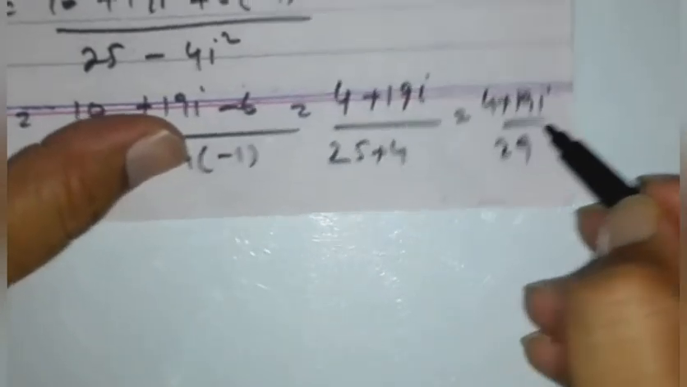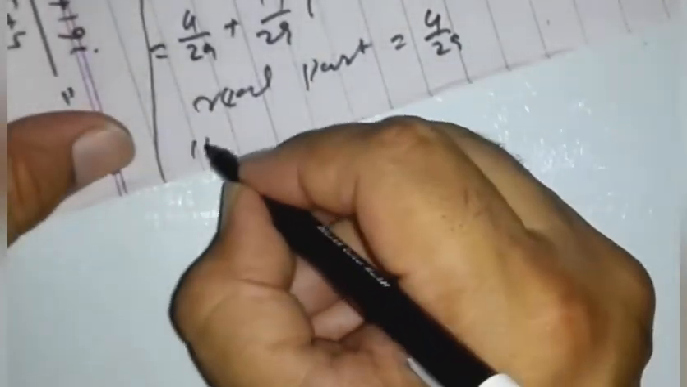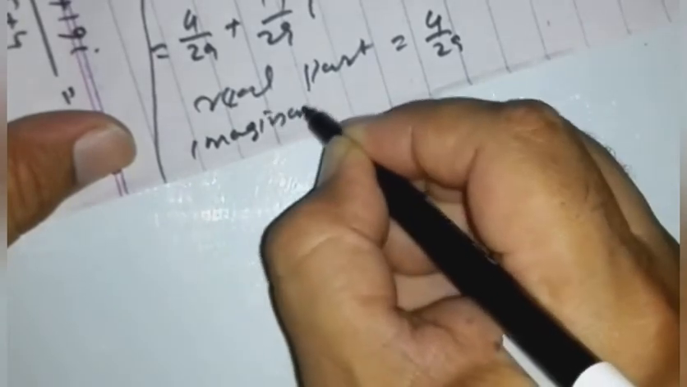Now write these separately. It is 4 by 29 plus 19 by 29 iota. The real part is 4 by 29, and the imaginary part is 19 by 29.